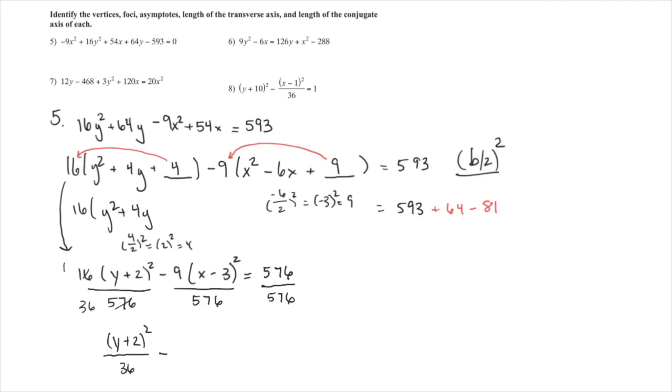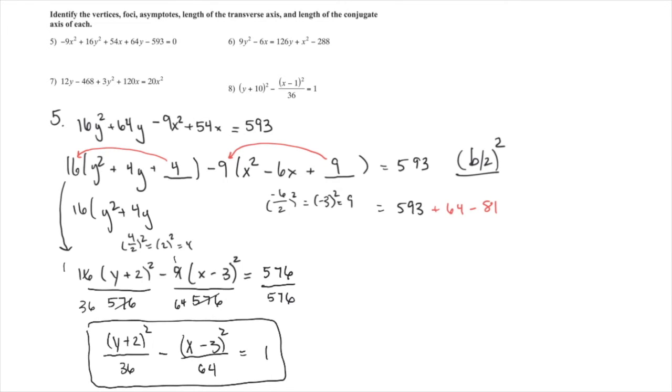This is going to be minus. We're going to do the same thing again. We're going to do 576 divided by 9. 9 goes into 9 once, and 9 goes into 576 64 times. So we end up with x minus 3 squared over 64, and this is equal to 1. Right? And that takes us down to the proper form. This is our standard form.